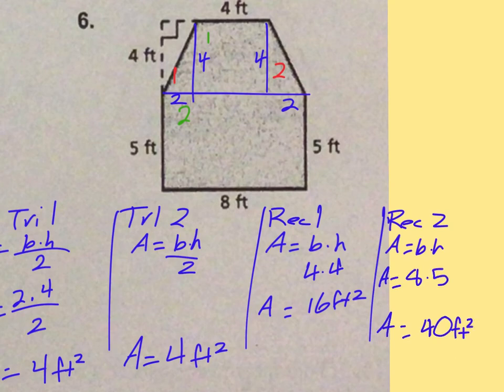Now we need to use our calculator, add this all together. We have 4 plus 4 plus 16 plus 40. And we get 64 feet squared.